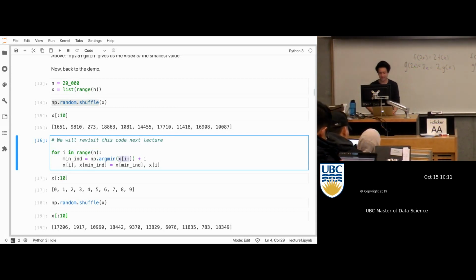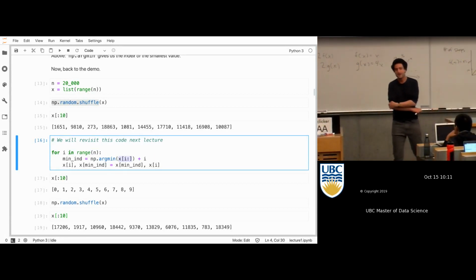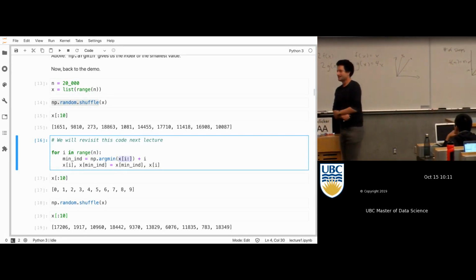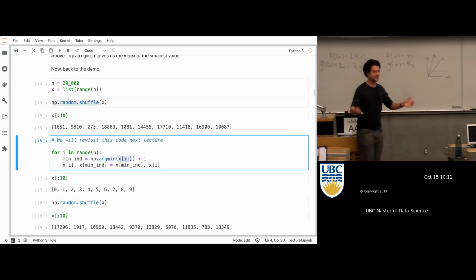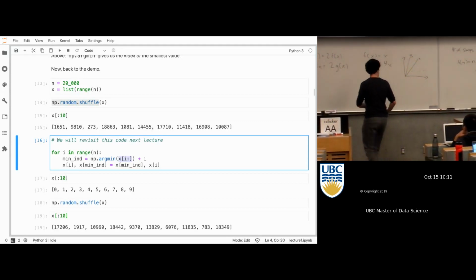Okay. Ithar is saying that, well, actually, I was exaggerating. It's not as bad as it looks, because the argmin is actually only looking through a subset of the array, because I'm sorting this array as I go along.